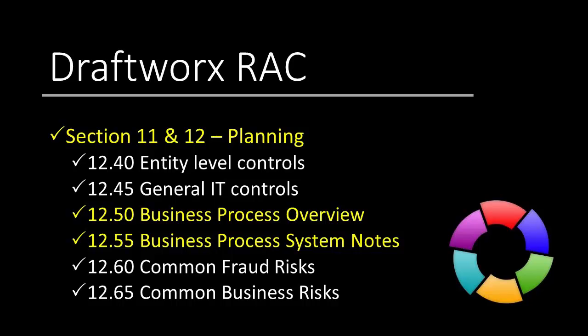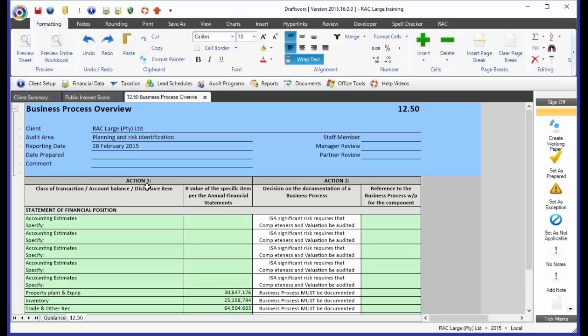Now 12.50 is a business process overview. This is a working paper that we're probably going to do a little bit more development work on. When we initially got the template from Protect Partner, there were a few things that we didn't quite fully follow on what they were trying to get us to do. But the bottom line is, as part of the planning process, we're required to document the system descriptions within a business.